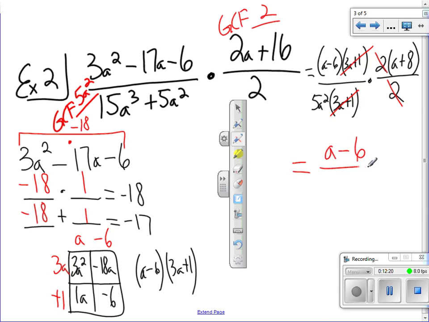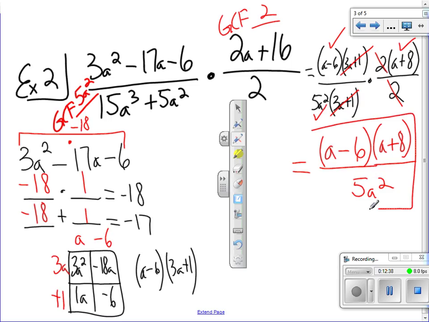So in the top, a minus 6. In the down, oh, see, this is where I like to check things off. We have a minus 6, we have a plus 8 in the upstairs, and then here in the downstairs, we're left with this lonesome 5a squared. Okay, and this is our answer.